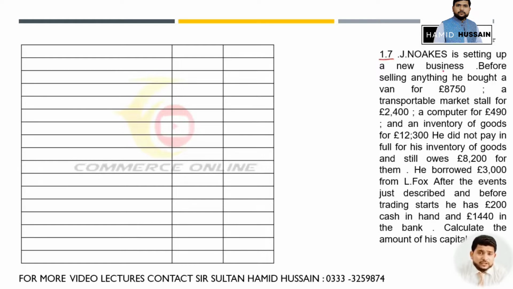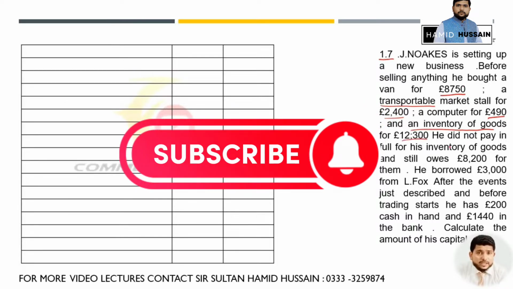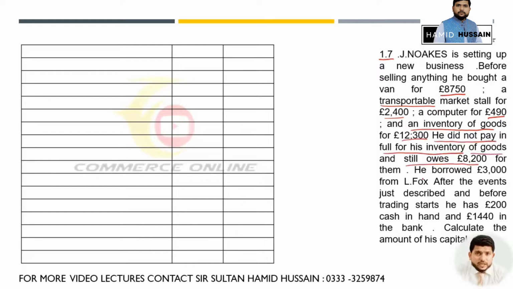Novex is setting up a new business. Before selling anything, he bought a van for 8,750, a transportable market stall for 2,400, a computer for 490, an inventory of goods for 12,300. He did not pay in full for his inventory of goods and still owes 8,200 for them. He borrowed 3,000 from L. Fox. After the event just described, and before trading starts, he has 200 cash in hand and 1,440 in the bank. Calculate the amount of capital.